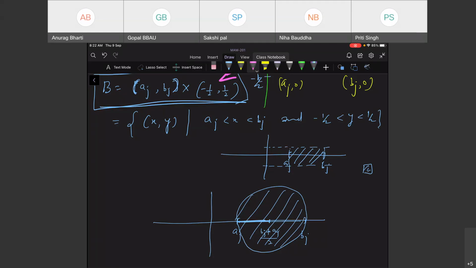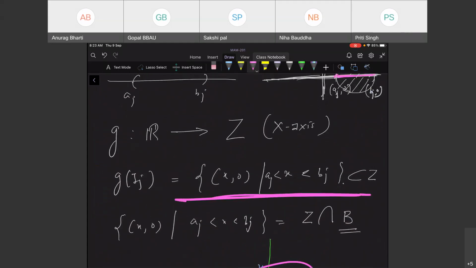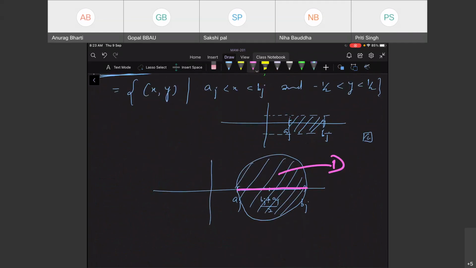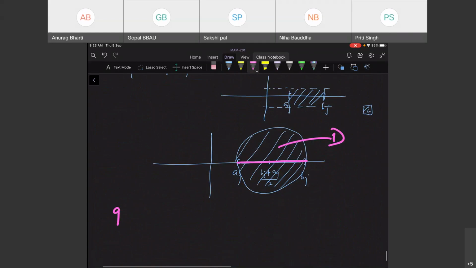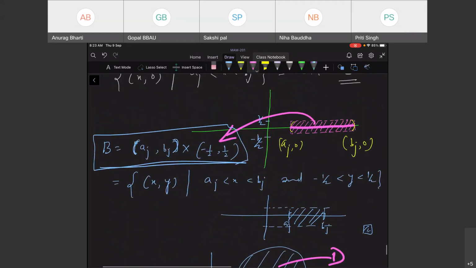So what would be the intersection of this disk, call it D, and Z? Z is this X axis. So what would be the intersection? This part. This is same as this, okay? Therefore, you can write GIJ as Z intersection D. Is this correct? So this means GIJ is open in Z, because this D is open.